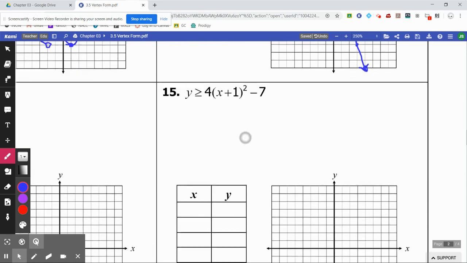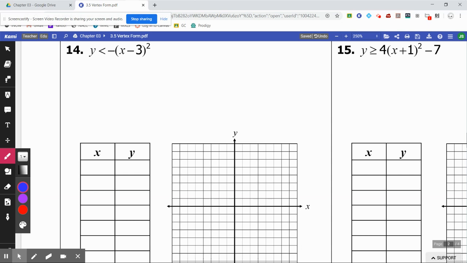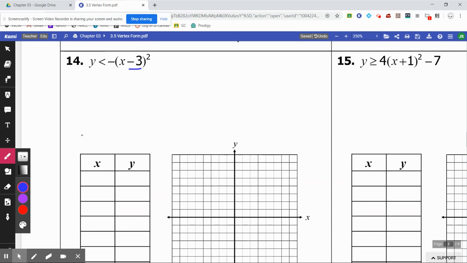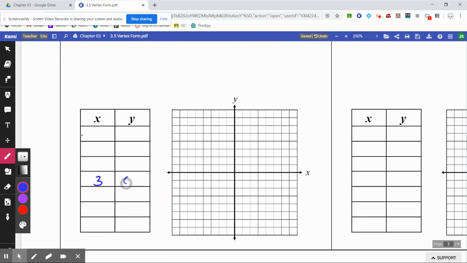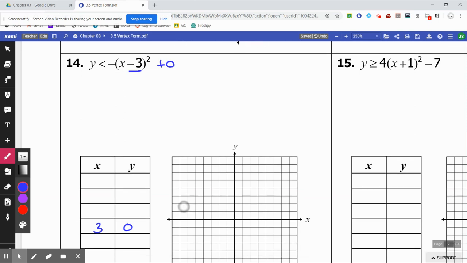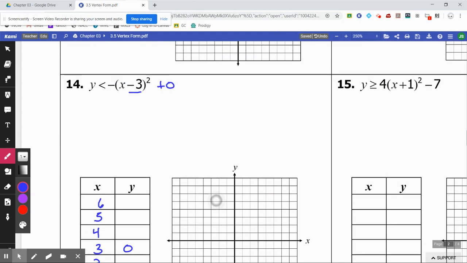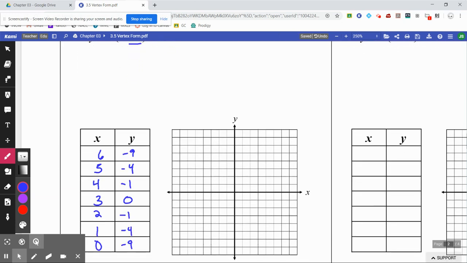Next up, we're going to get some extra practice with our inequalities. So we have y is less than, so same set of steps. Look for your transformations to find your vertex, so right 3 and up 0, so my vertex is going to be at 3, 0. We're going to plug in points on either side. 4, 5, and 6 would be pretty easy to plug in because you're subtracting 3 from it. 2, 1, and 0 should be perfect mirror images. So when we plug these values in, here's what we get.